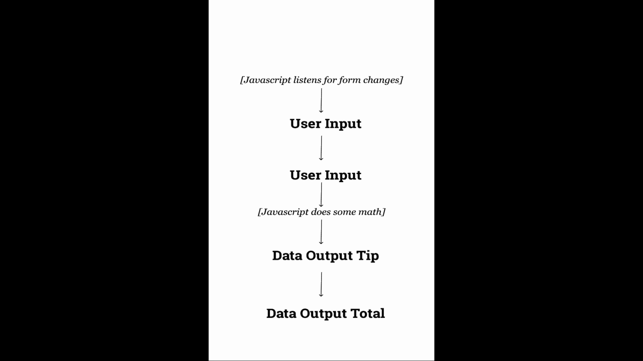Nothing too bad, but this last page is about how we are going to structure our JavaScript. This is a little clue about almost from top to bottom how the JavaScript file is going to look. We're going to have some code that listens for some form changes. We're going to capture some user inputs for the total bill. We're going to capture some user input for the total tip. We're going to have JavaScript do some math, and then it's going to output the tip and output the total bill.